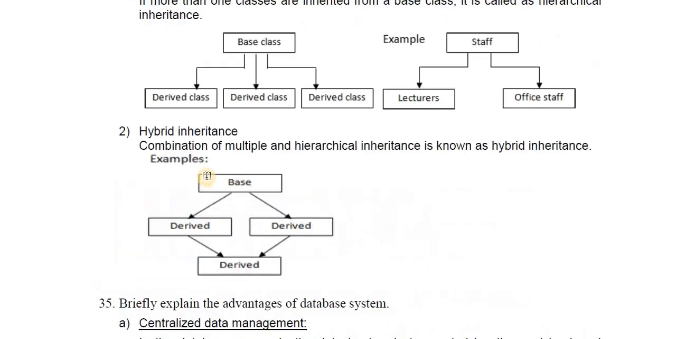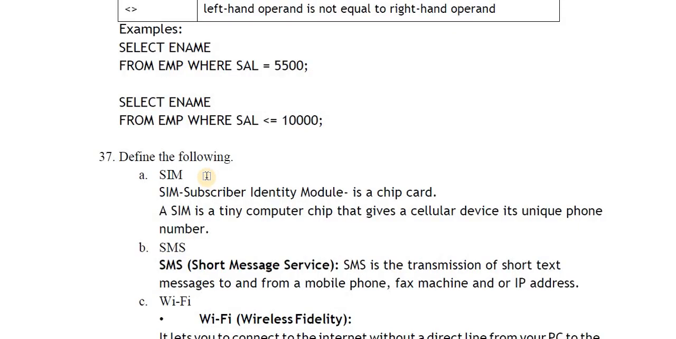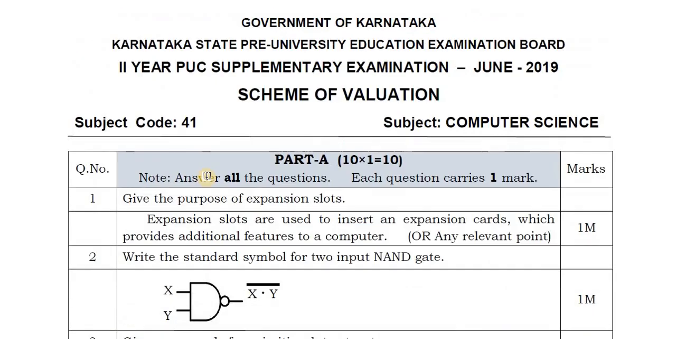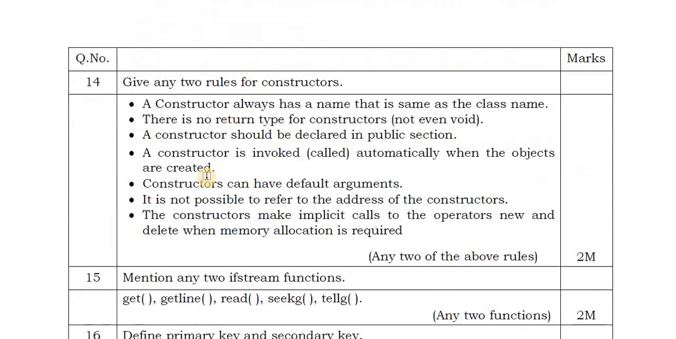Then this is the June 2019 question paper. Here: give any 2 rules for constructor. Many times the rules of constructor come in the exam, so this is very important. Here you have to write any 2 rules, and many rules are given. Constructor should have the same name as the class name. It does not have a return type. It is declared in the public section. It is called or invoked automatically. It can have default arguments. There are many rules you can write.